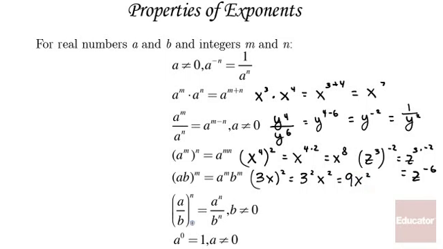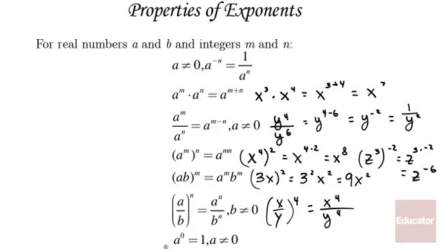Again, parentheses, but now talking about division. If I have a divided by b all raised to the n power, I can rewrite that as a to the n divided by b to the n, with the restriction that b, since it's in the denominator, cannot equal 0. For example, if I have x over y raised to the 4th power, I could rewrite that as x to the 4th divided by y to the 4th.